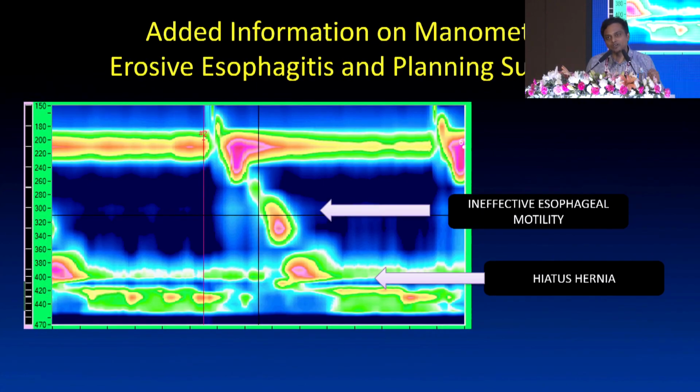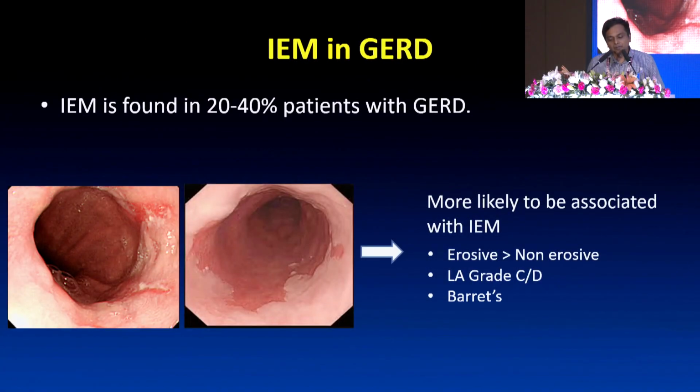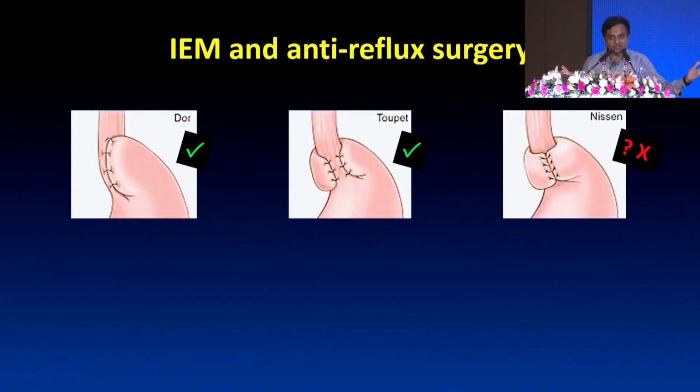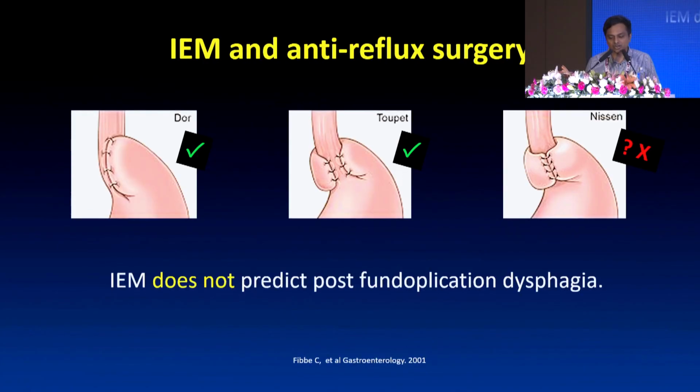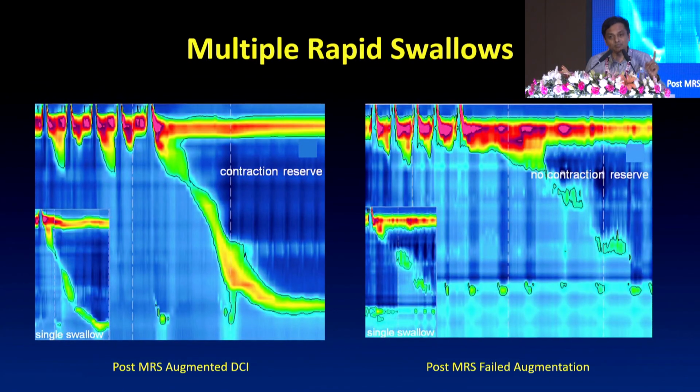Apart from that, it will also tell you about the esophageal motility, how good or bad it is, because that is really important. Because ineffective esophageal motility is seen in a lot of patients with GERD, and this is very, very important because previously it was thought that you can't do a 360-degree fundoplication in patients who have ineffective motility with GERD. But now there is something called a multiple rapid swallow.